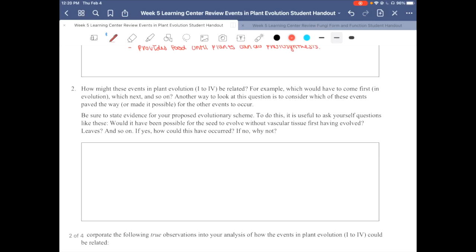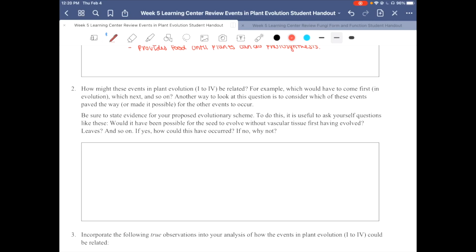Okay, next we're going to look at how these events in plant evolution, it says 1 through 4, and that's just what we talked about: the vascularization, the gametophyte, and the evolution of seeds. So the four things we looked at earlier. We're going to look at how they might be related. For example, which one would have come first, like if the seed evolution came first or the vascularization came first.